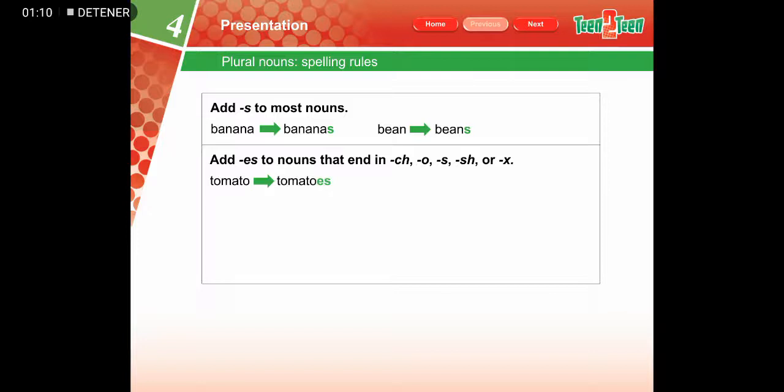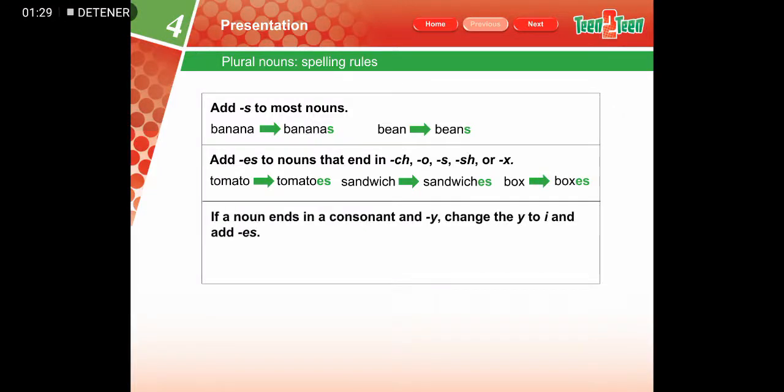Entonces le vamos a agregar la es a las que terminan con la ch, o, s, sh o x. Entonces tenemos tomato, tomatoes, sandwich, sandwiches, box, boxes. If a noun ends in a consonant and y, change the y to i and add es. Cuando un sustantivo entonces termina con una consonante y con la y, a la y la vamos a cambiar por la i y le vamos a agregar es.